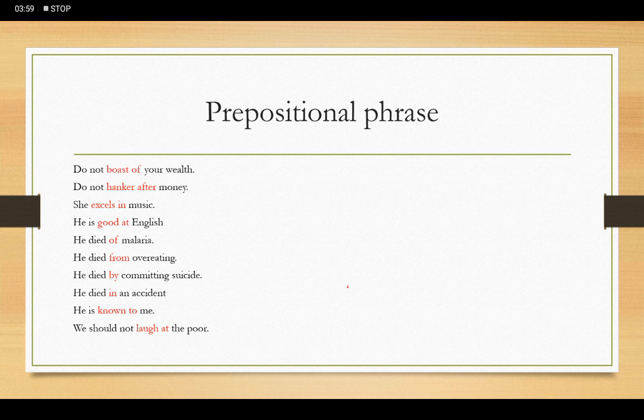So these are some examples of prepositional phrases which can be used in sentences, like boast of, hanker after, excels in, good at, died of, died from, died by, died in an accident, he is known to me, laugh at. So please go through the examples properly and try to understand the uses of prepositional phrases.